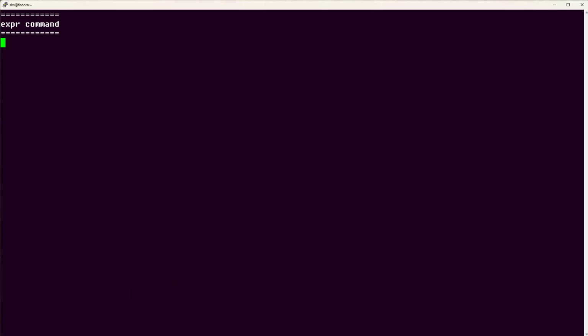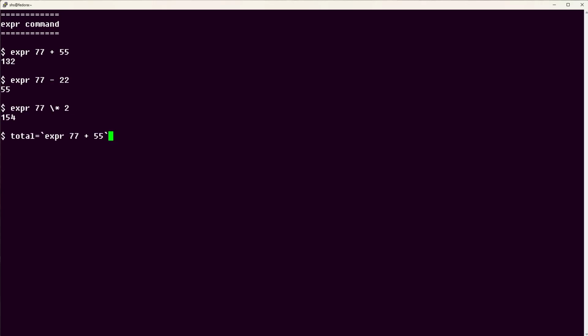In this Linux tip, we take a look at the expr expression command to do math on the command line. So we're going to look at some easy examples. We're just adding two numbers together. We're doing a subtraction. Here we're going to do a multiplication.